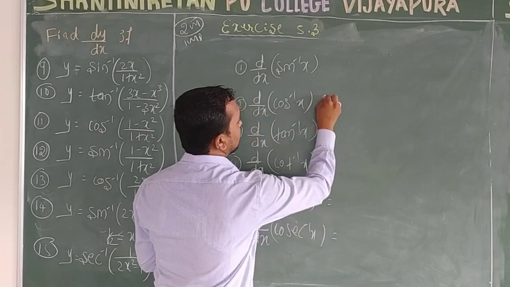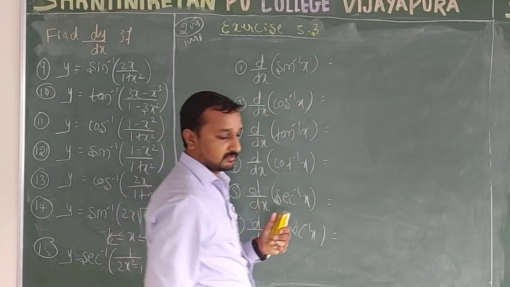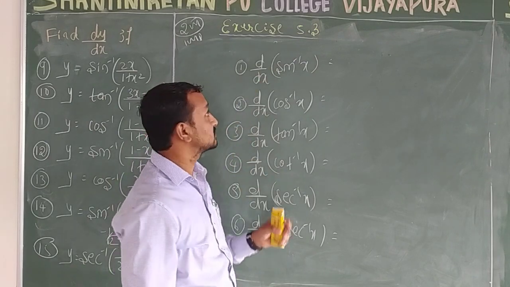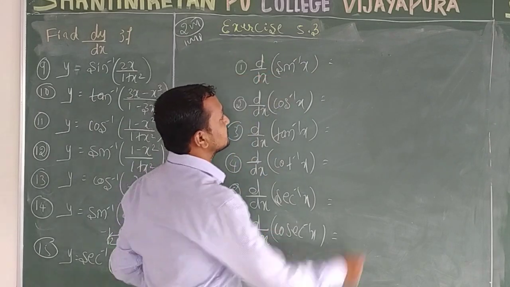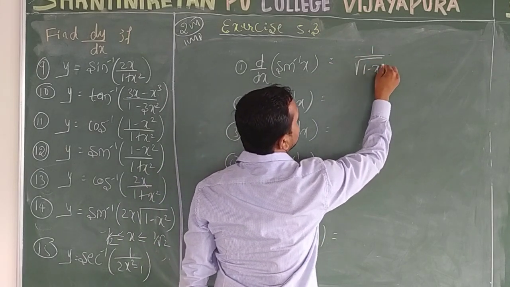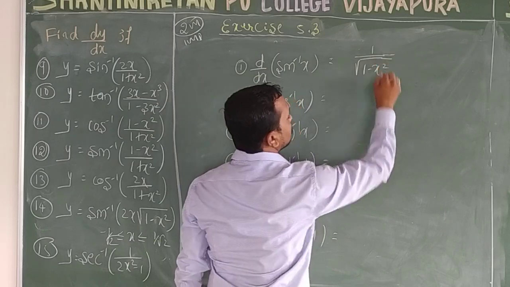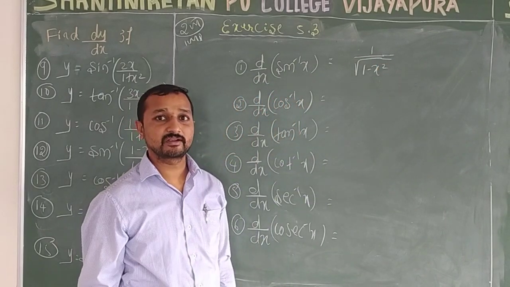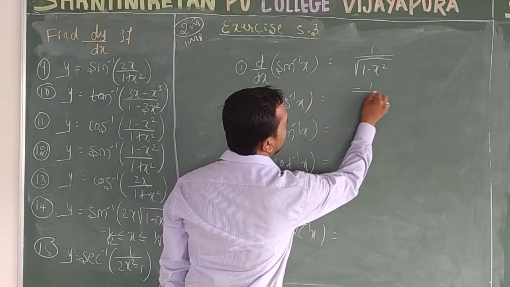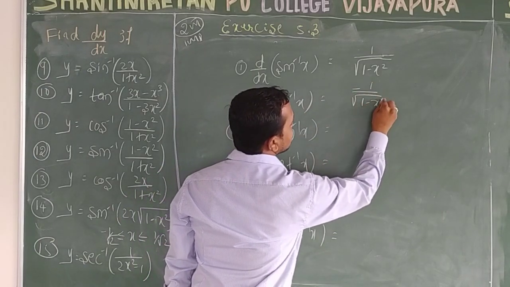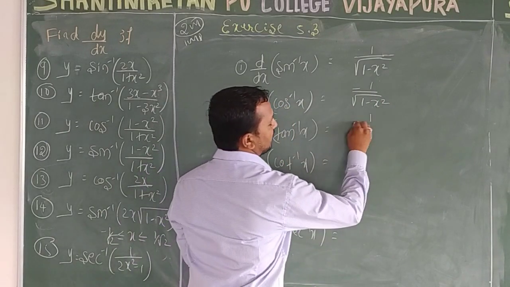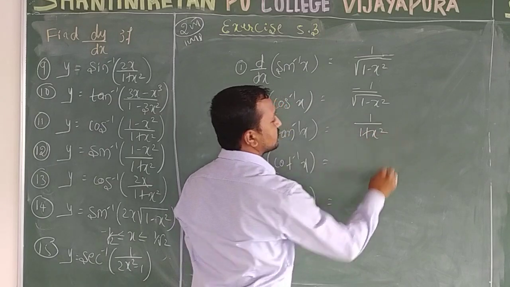So already we found the formulas for these. What is the formula for the derivative of sin inverse of x? That is 1 divided by root of 1 minus x square. Okay, and what is the derivative of cos inverse of x? Minus 1 divided by root of 1 minus x square. Derivative of tan inverse of x is 1 divided by 1 plus x square.